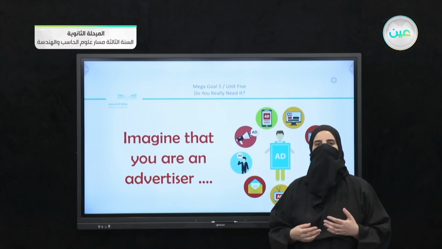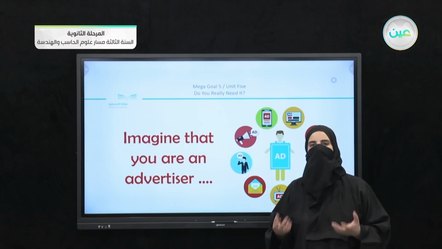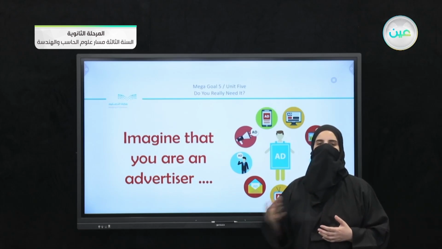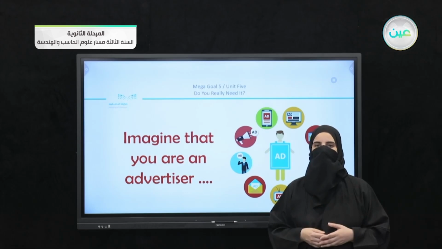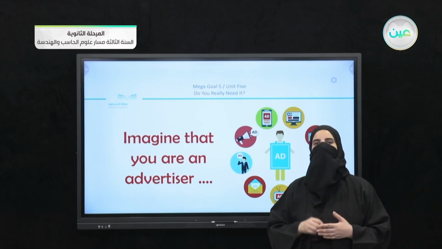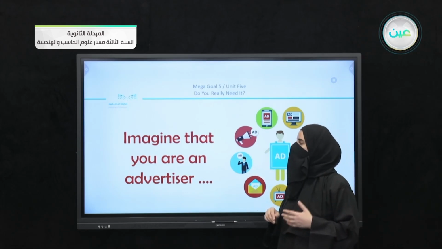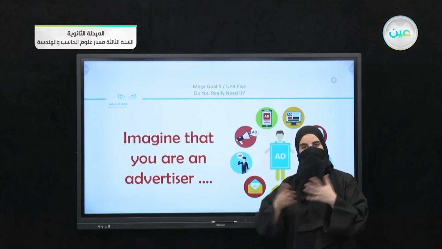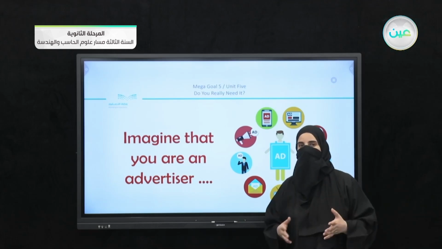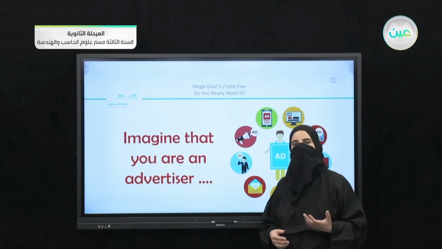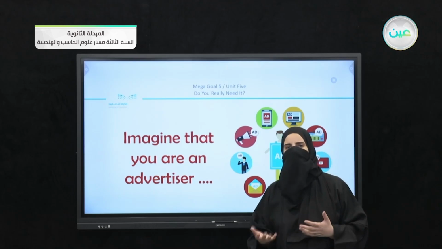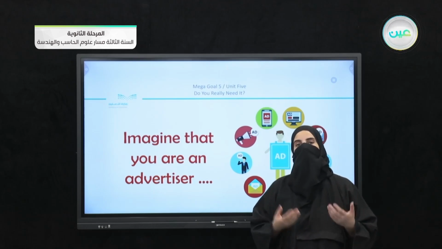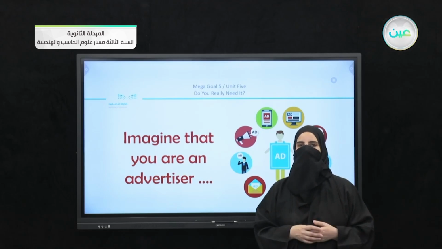And now we have an idea how to make any kind of advertisement attractive. We did read and learn about different types of advertisements in our book. So now we are going to imagine that you are an advertiser. So in general, we are advertisers. We're going to imagine together. Just imagine that you have some kind of different product. Just imagine that you are given something and you are asked to advertise this product.